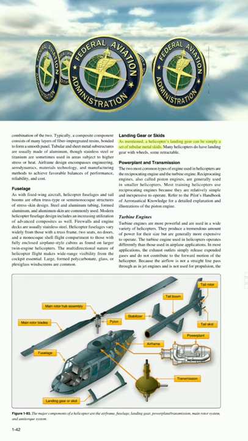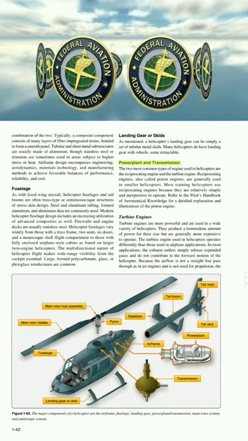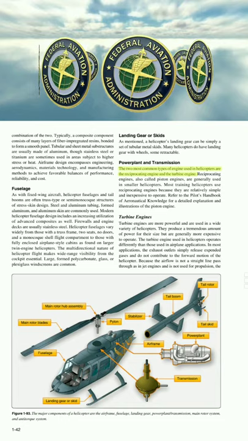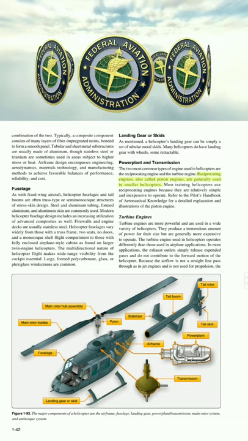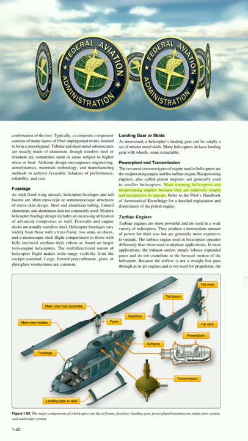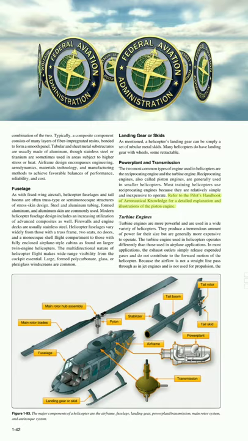Power plant and transmission. The two most common types of engine used in helicopters are the reciprocating engine and the turbine engine. Reciprocating engines, also called piston engines, are generally used in smaller helicopters. Most training helicopters use reciprocating engines because they are relatively simple and inexpensive to operate. Refer to the Pilot's Handbook of Aeronautical Knowledge for a detailed explanation and illustrations of the piston engine.